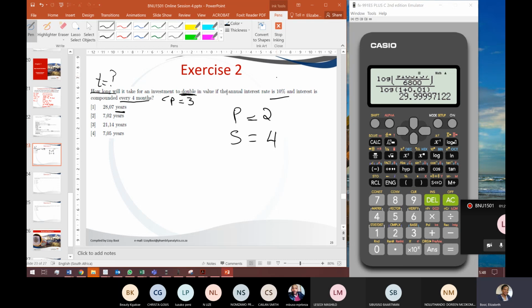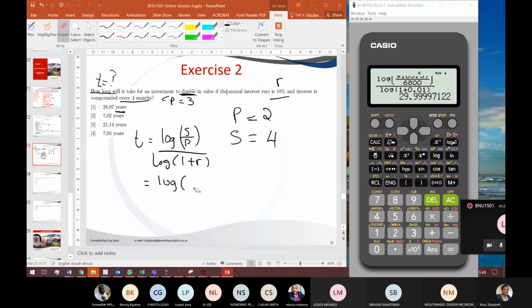10% is our rate. Now, to calculate T, remember T is equal to the log of S over P divided by the log of 1 plus R. Substitute into the formula. It will be the log of 4 over 2, because 4 is our future value and 2 is our present value, divided by the log of 1 plus.